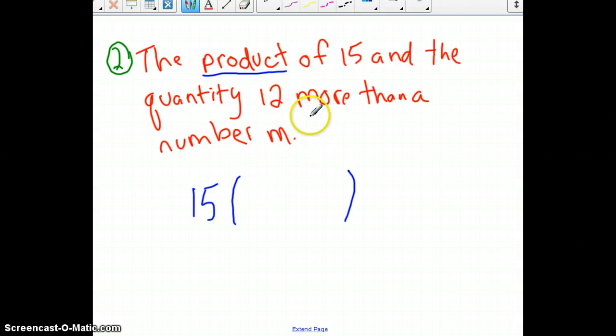So more than is indicating addition. So we've got 12 plus the number m. So 15 is being multiplied by all of this in the parentheses. That's what the quantity means.